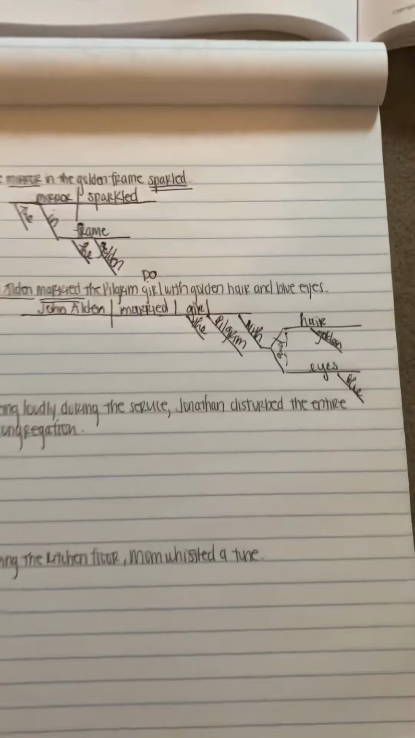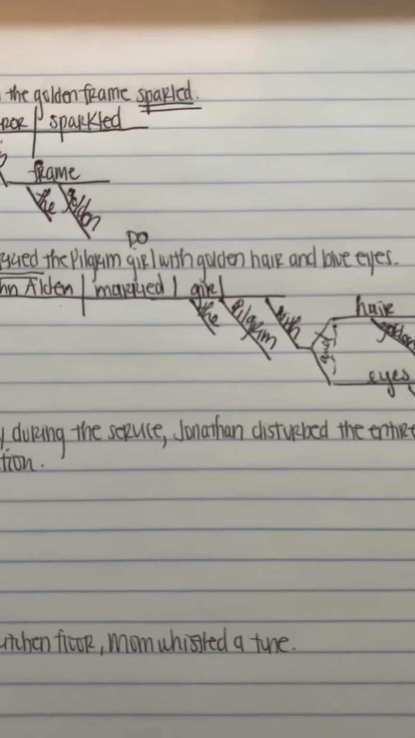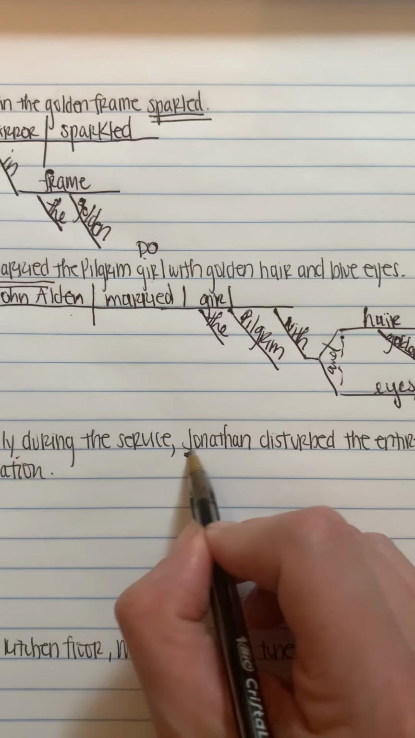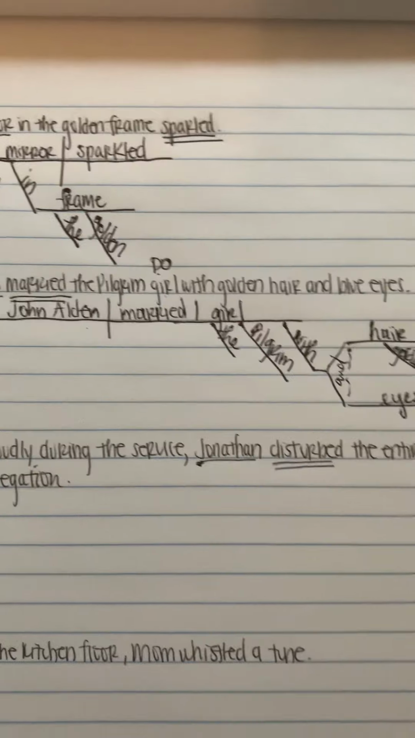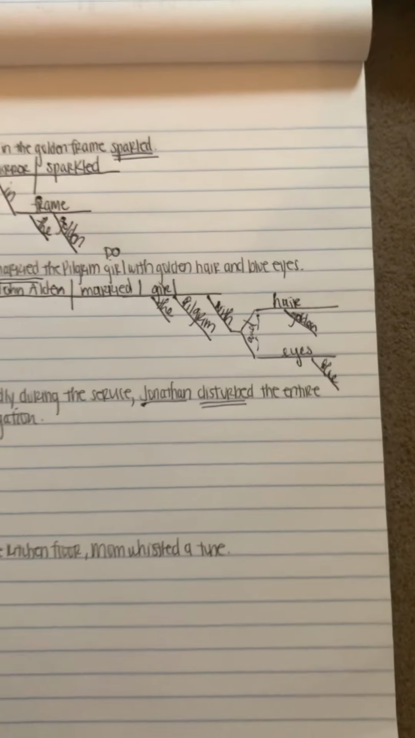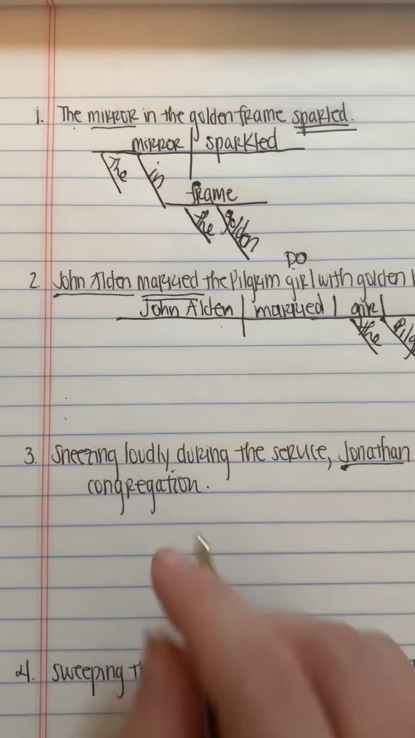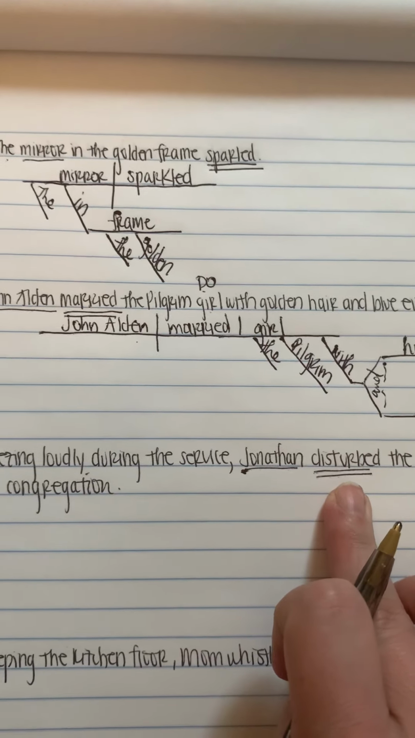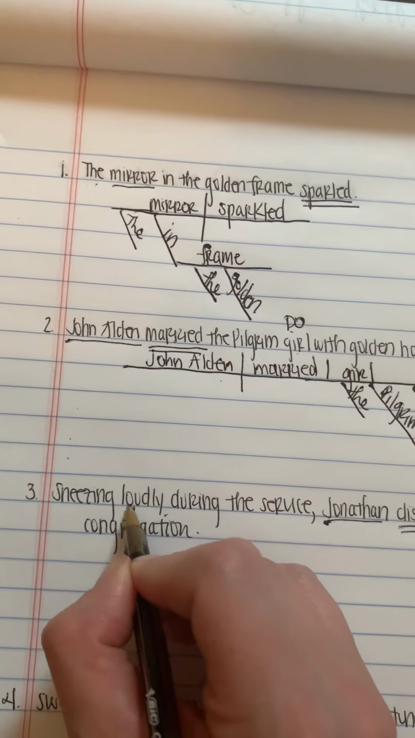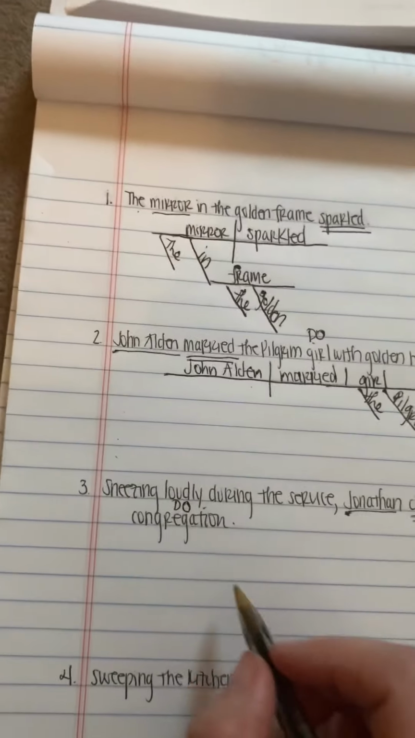Let's find our main things first, our subject. So we've got Jonathan. What did he do? He disturbed. So he disturbed what? What answers that? Congregation. Wait, what kind of verb is disturbed? Action or linking? Action. So that means we have a direct object. Okay? So let's diagram that.